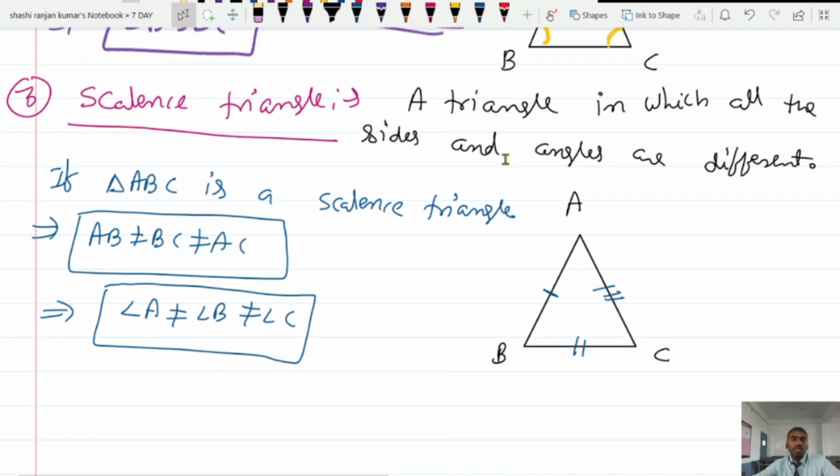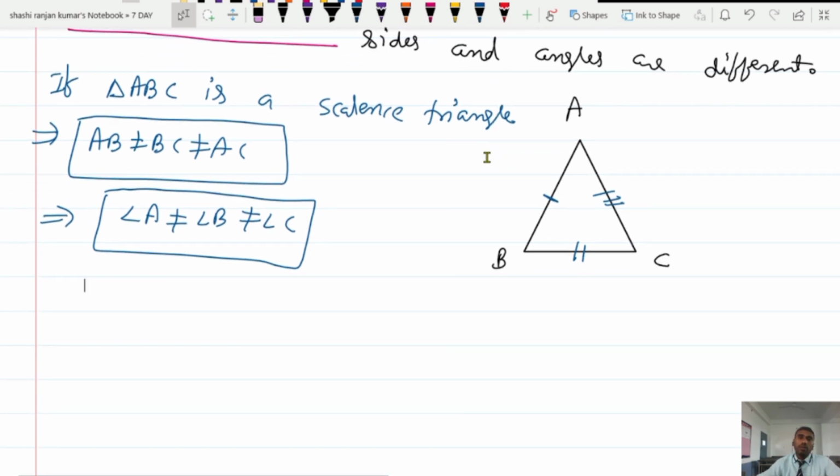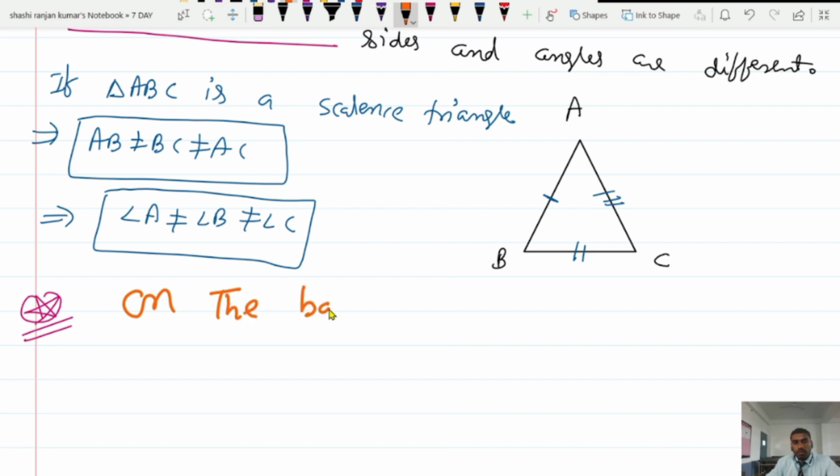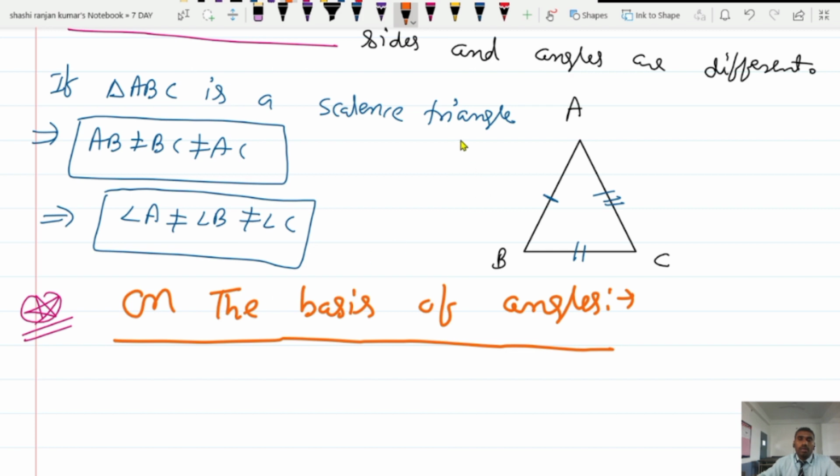Okay. So these are the three types we have taken on the basis of sides. Now the three types of triangle on the basis of angles. Let us discuss that now. On the basis of angles, again we have three types. So let us continue.